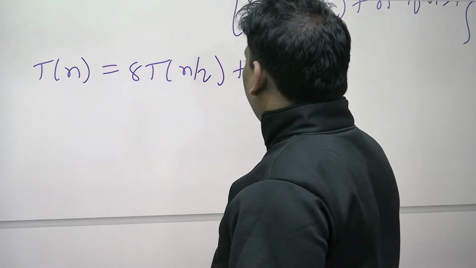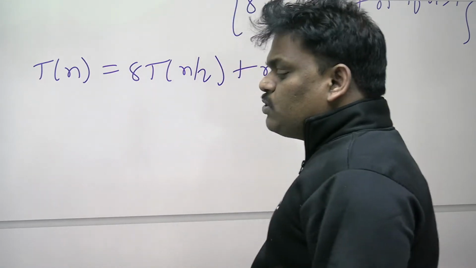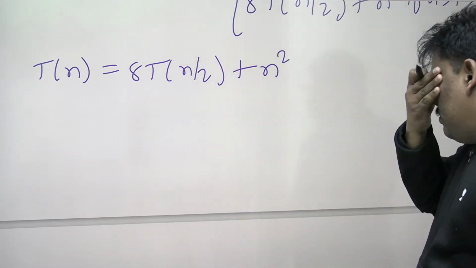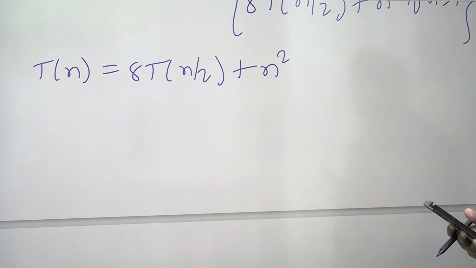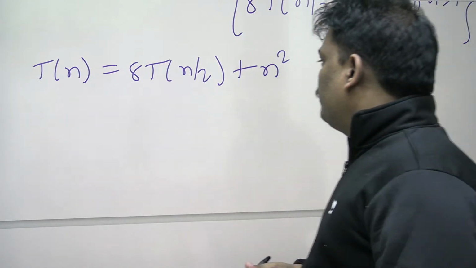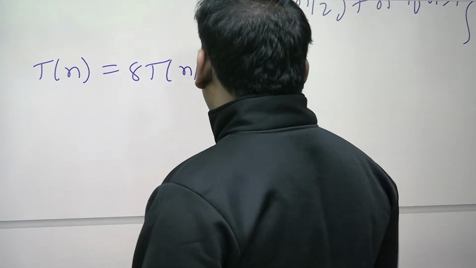plus n square. You can solve this problem using master theorem. Worst case, you have to apply substitution method. That is the reason I am saying substitution method for more problems. T(n) is equal to 8T(n/2) plus n square.